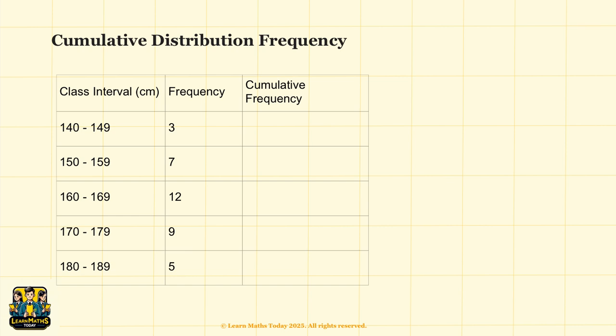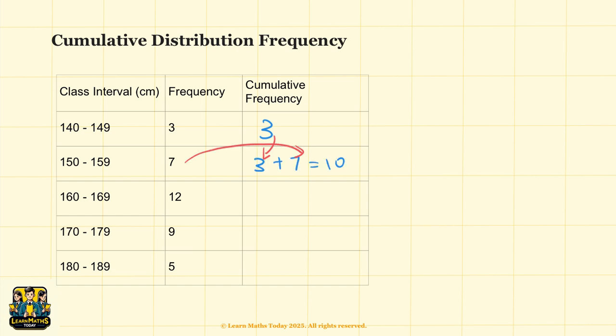So how does cumulative frequency work? Each row's cumulative frequency is the sum of all the previous frequencies. We start with the first row, 140 to 149 centimeters. That's a frequency of 3. As this is the first row, the cumulative frequency is just 3 itself. Then we move on to the next row, 150 to 159 centimeters. Here, the frequency is 7. So the cumulative frequency is the sum of the current frequency and the previous cumulative frequency. So 3 plus 7 equals 10.